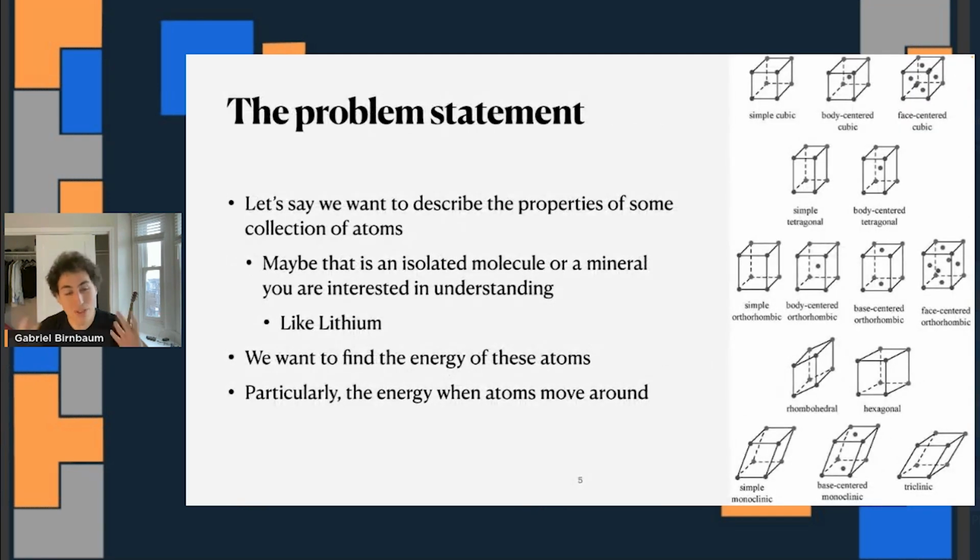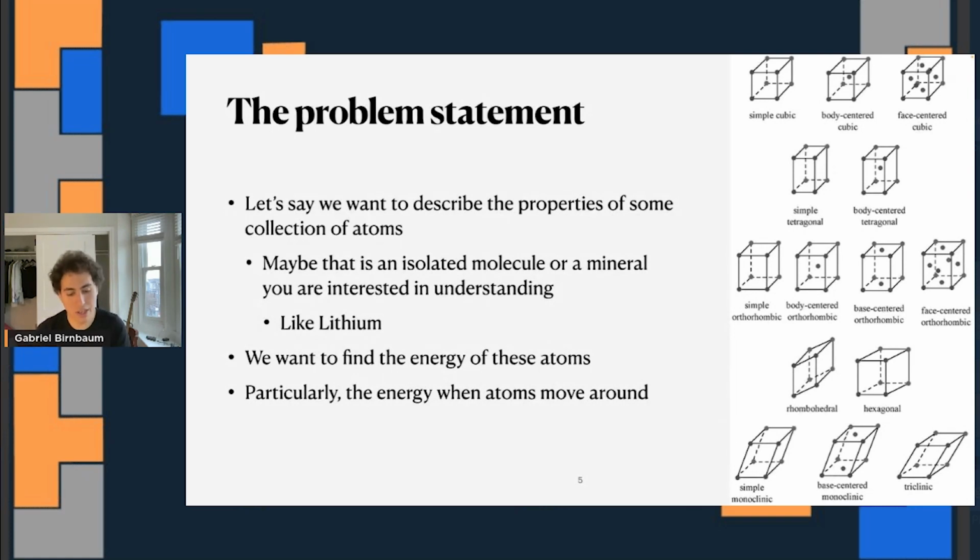So let's talk about the problem statement. What are we trying to solve here? If you want to understand matter, what is the problem we're trying to solve? Let's imagine a situation where we'd like to describe the properties of some well-defined collection of atoms. You can think of it as an isolated molecule for a catalyst, or the atoms defining the crystal of an interesting mineral like lithium in our example. The fundamental thing we want to know about these atoms is what their energy is and how their energy changes if we move the atoms around.